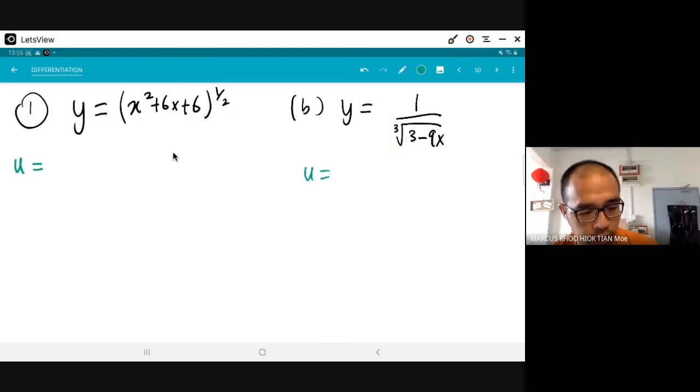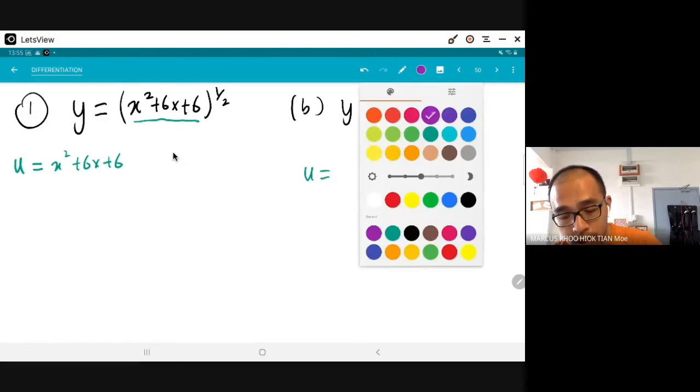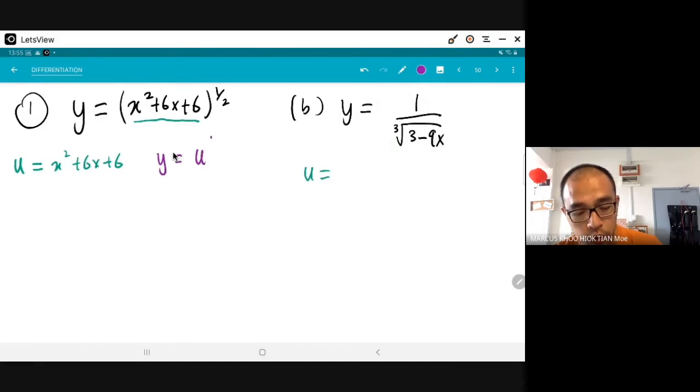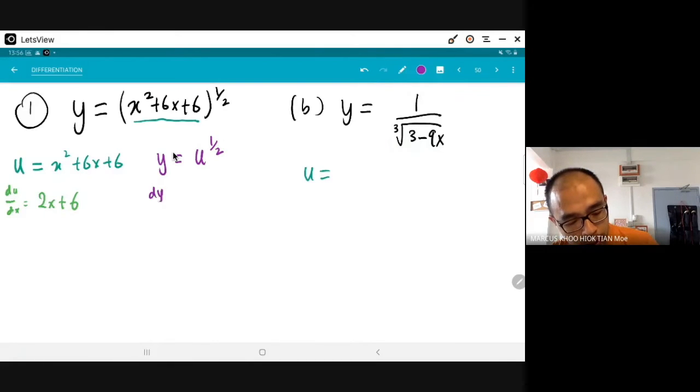So, in the first example, the u is everything that's in the bracket. So this will be x squared plus 6x plus 6. And then, of course, the other one is the y. Y will be equals to u to the power of half. That's always the first step we do. Then you differentiate them separately. So you differentiate this, you get du dx will be 2x plus 6, and on the other side you get dy du equals to half u to the power of negative half. Then you replace back the u inside. 1 over 2 x squared plus 6x plus 6 to the power of negative half.